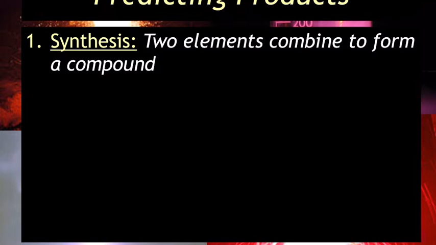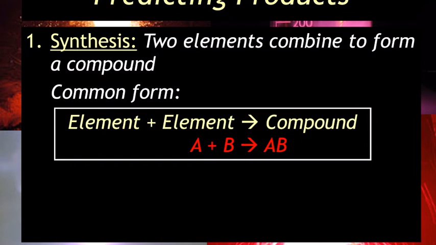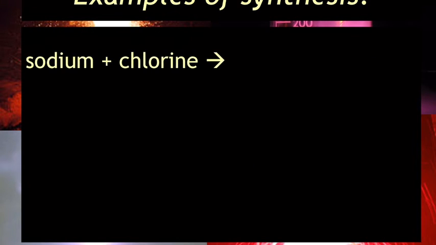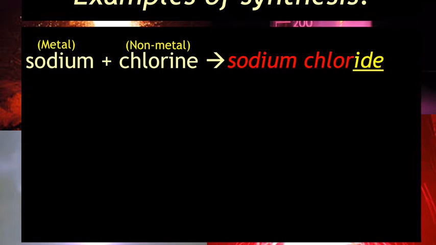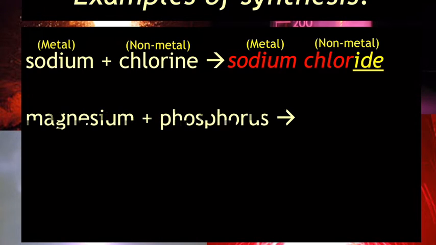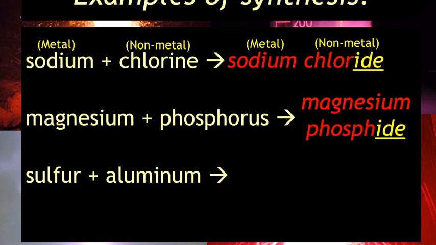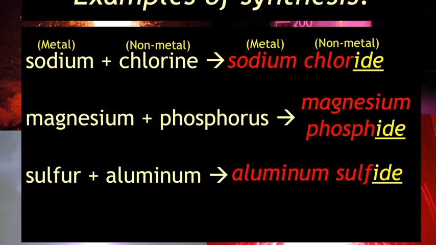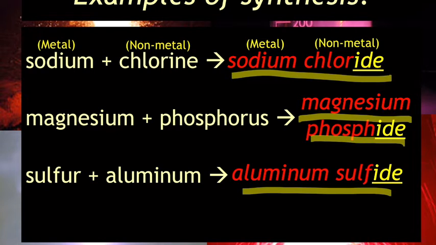Synthesis is defined as when 2 elements combine to form a compound. So that takes the general form of A plus B yields AB. We have 2 things coming together to make something bigger. So some examples: sodium plus chlorine yielding sodium chloride. Magnesium plus phosphorus yielding magnesium phosphide. And sulfur plus aluminum yielding aluminum sulfide. These are all named the same way we named compounds last unit, with the nonmetal dropping its own original ending and getting an IDE ending.